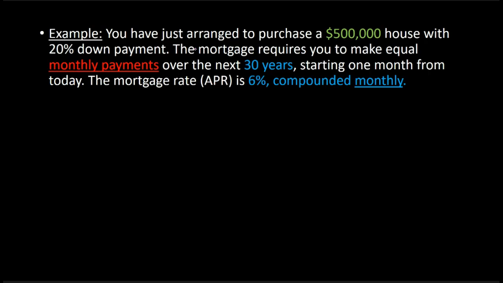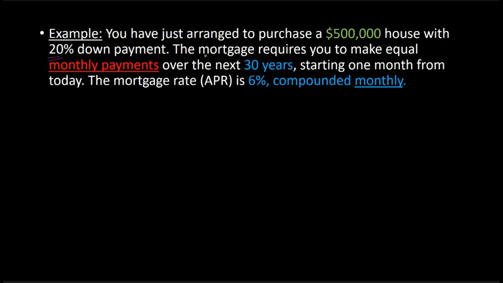So let's suppose that you have just arranged to purchase a $500,000 house. Hey, congratulations. You're going to be making a 20% down payment on it. This is the money that you are putting in. Of course, if you're only putting in 20%, the rest of the 80% needs to be coming from somewhere. And so the rest of the 80% is going to be in the form of a loan.